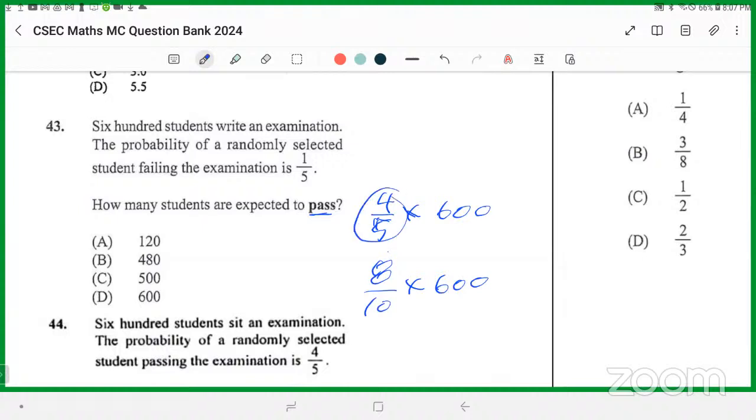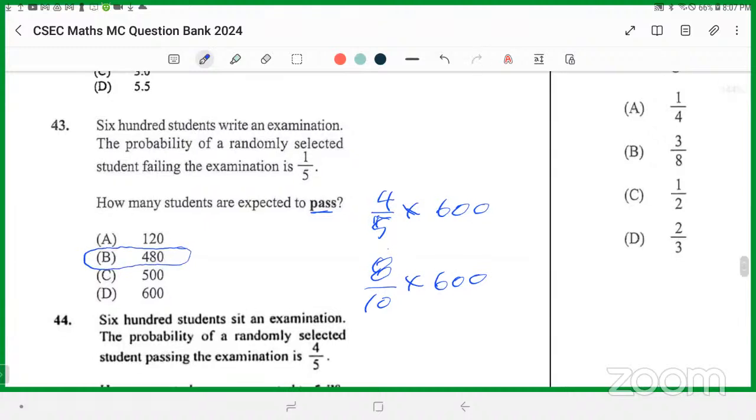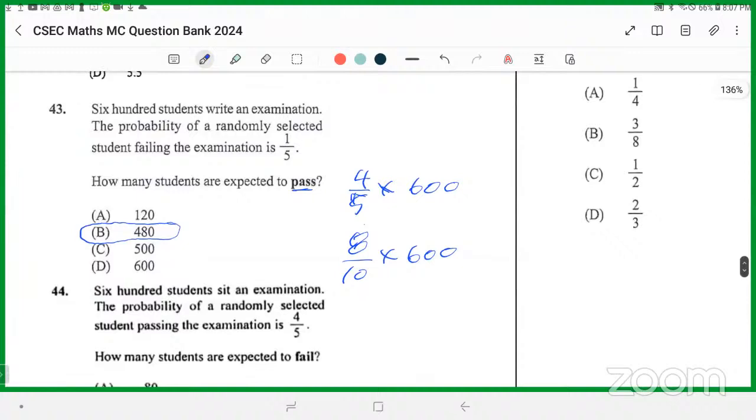Change this to 8/10, so we can cancel this with this. And then 8 times that is 480. Sometimes I have to make the maths bigger to make it smaller. 480. All right. That is that.